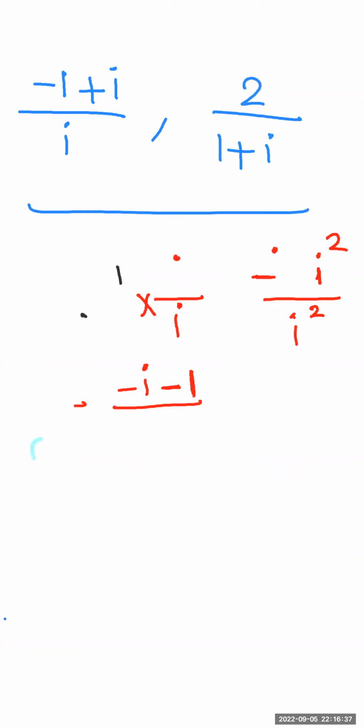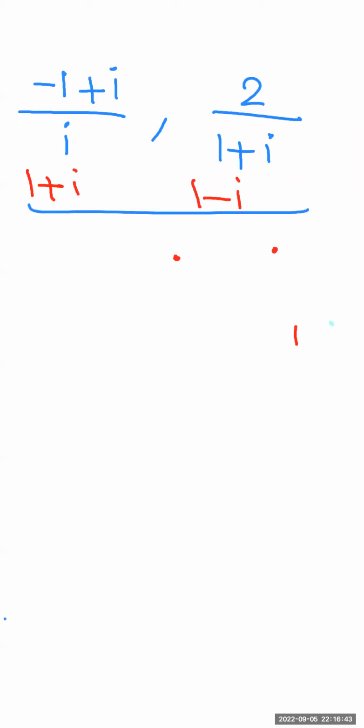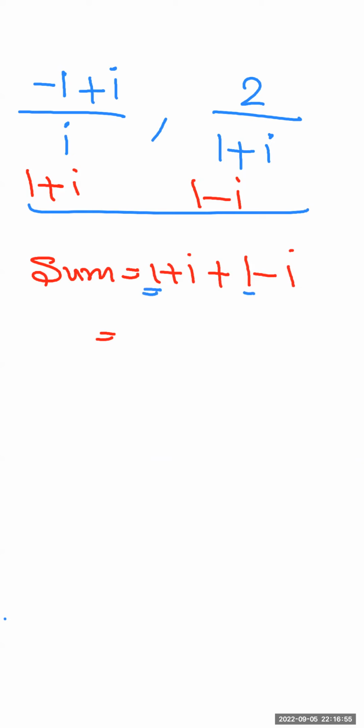The first point, we will get the sum. So the sum will equal 1 plus i plus 1 minus i. So it will equal here 1 plus 1 means 2, i minus i is 0.